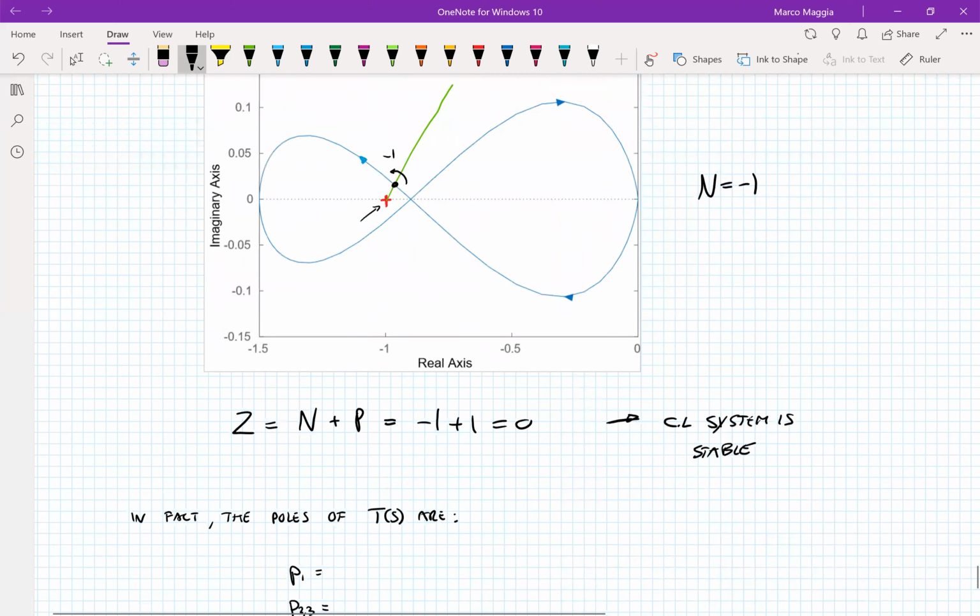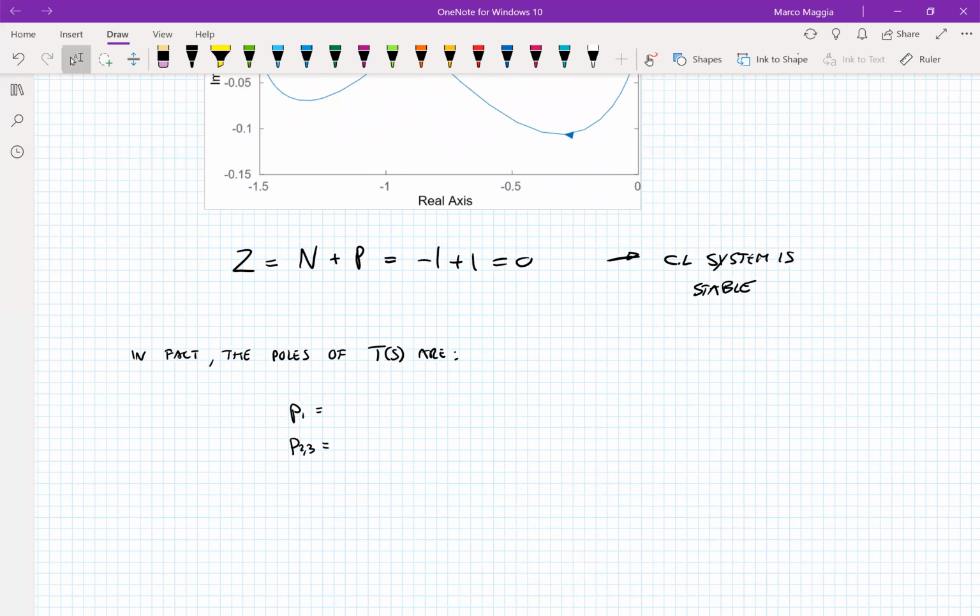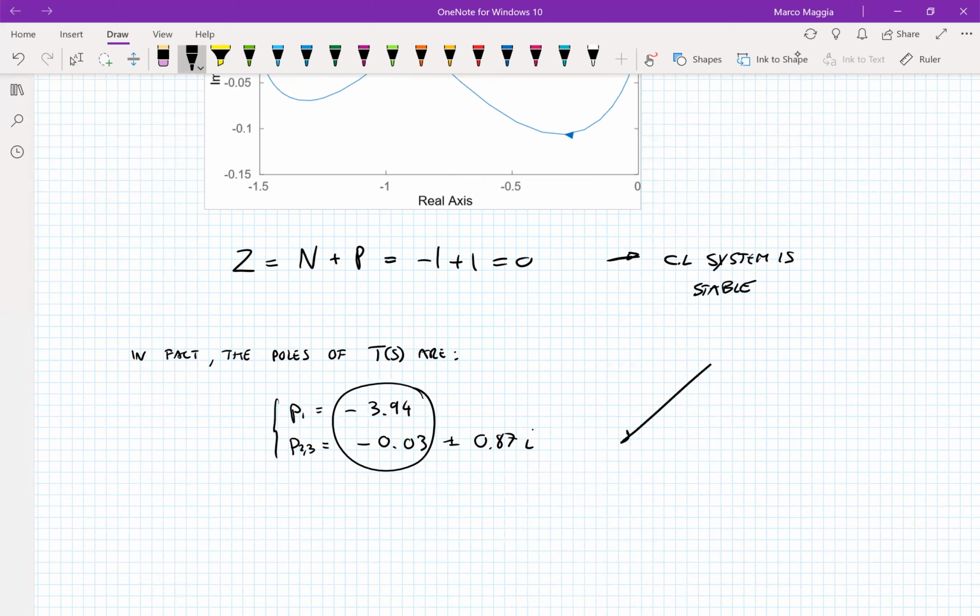Let's double check. Computing, again, this computation I'll do obviously through MATLAB, the poles of the closed loop system: we have one at -3.94 and the other two are -0.03 plus or minus 0.87i. All 3 of them have negative real parts. The system is stable. That's it.